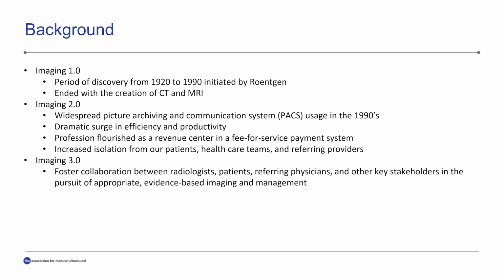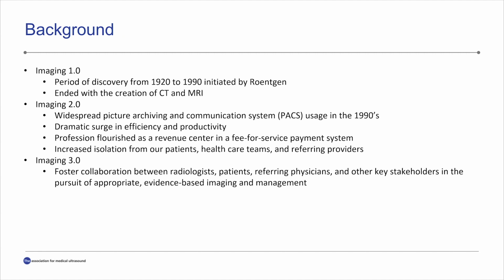So to get started though, we have to kind of talk about the background of imaging. The background in radiology has really undergone 3 phases of imaging over time. The initiating phase was termed Imaging 1.0, and this really was a period of discovery of imaging and learning how it worked and what to do with it, really from the 20s until the 1990s. And this era was thought to end when CT and MRI came out and we started to have more advanced imaging technology. That led us into Generation 2.